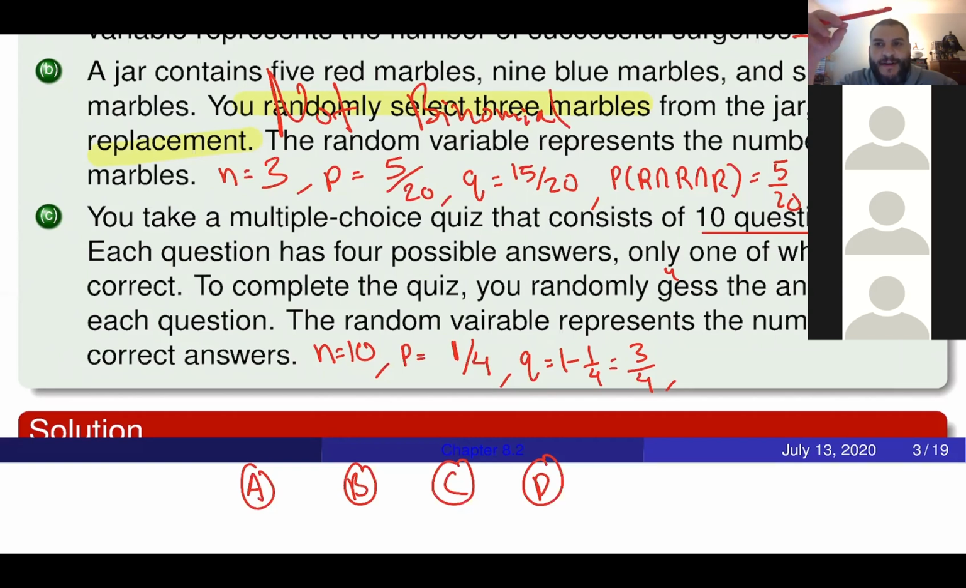All right, so up next we're going to check to see if they're independent. Remember, if they're independent, that means from question 1 to question 2, all the way to question 10, all of them should have the same probability. So say you have here question 1.